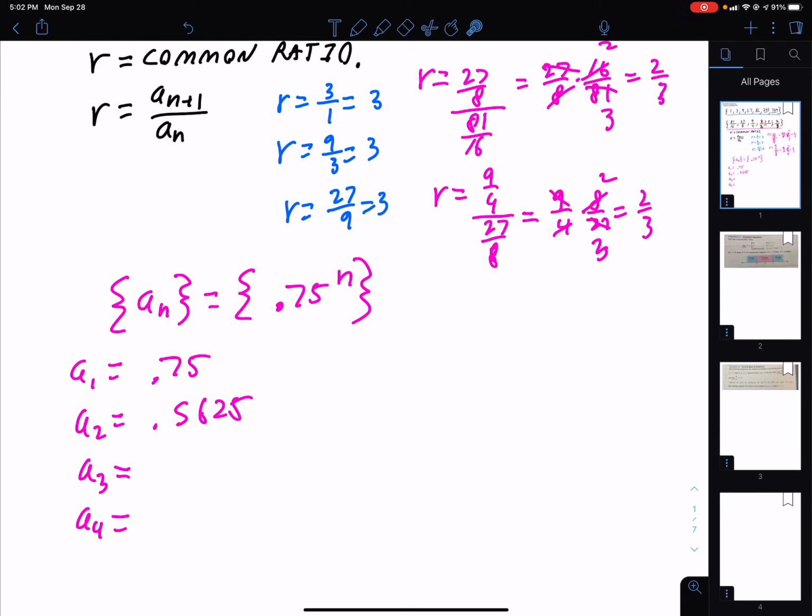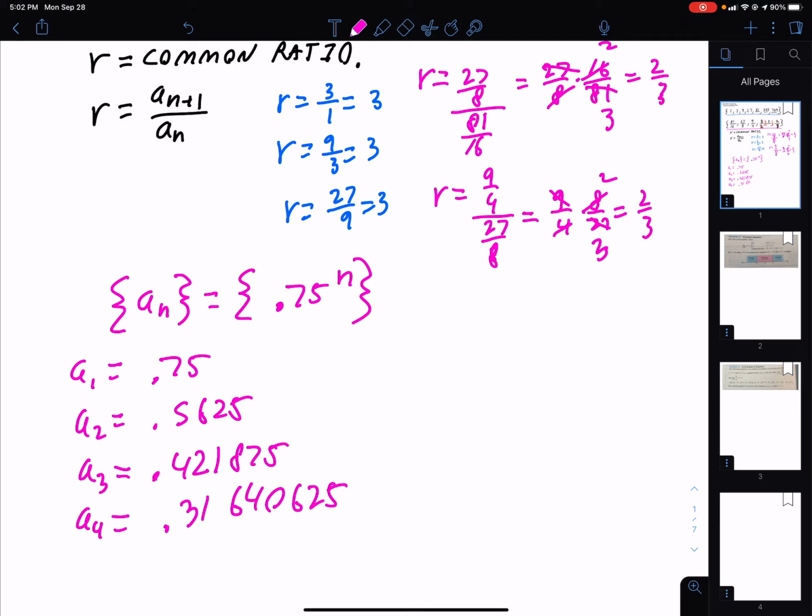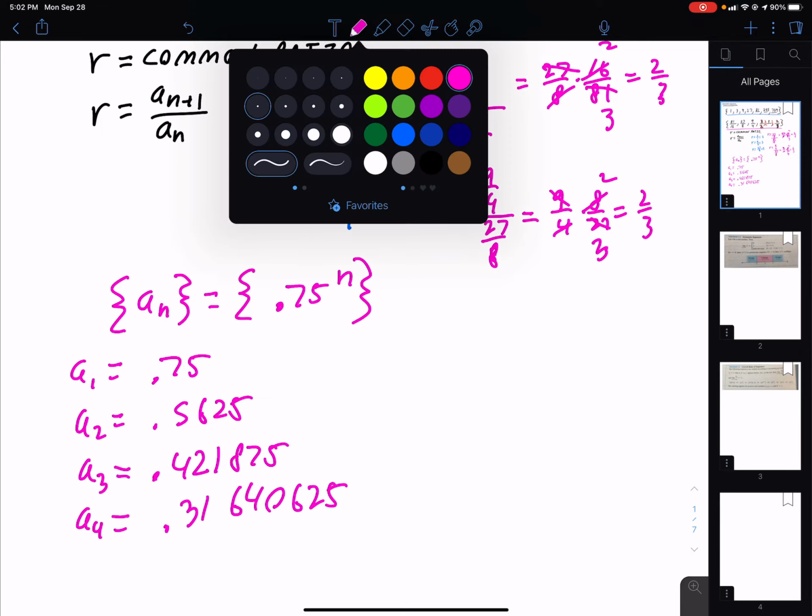And when I do that, I get 0.421875. Now, the last one is a sub 4. That means that's the 4th power, but that's already 3 of them. So I'm just going to multiply that by 0.75. So the pattern fits. You keep multiplying by the common ratio. And when I do that, I get 0.31640625. And we're going to look at that pattern and see if we can learn anything from that.